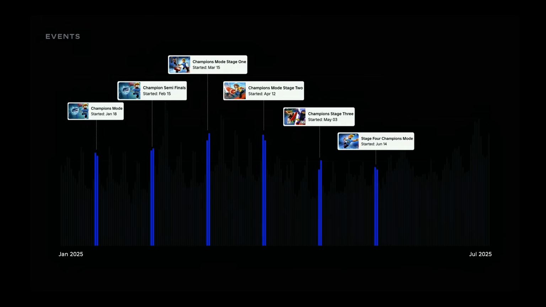As you can see, you have champion mode 1 through 4, so new challenges continuously for the players, and players enjoy it. You can see the consistent momentum on daily active users right here. And it's very successful at sustaining the daily active user momentum even after the initial launch buzz.